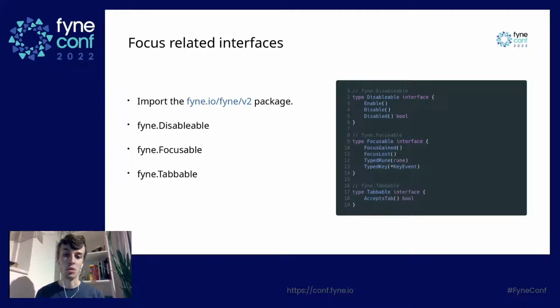And speaking about focus, we have the focusable interface. And here we have four methods. The focus gained method, which will be called when the widget receives focus, and then focus lost, which will be called when the widget loses its focus. And then while the widget is being focused, we have the typed rune method, which means that the widget will receive the character that has been typed on a keyboard. And then the typed key method, which is similar to rune, but it gives a key event with the actual key and not just the character.